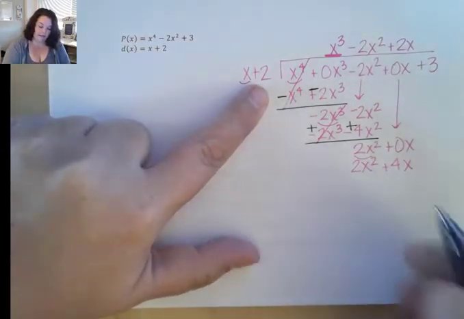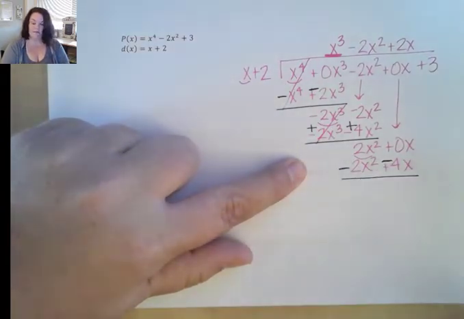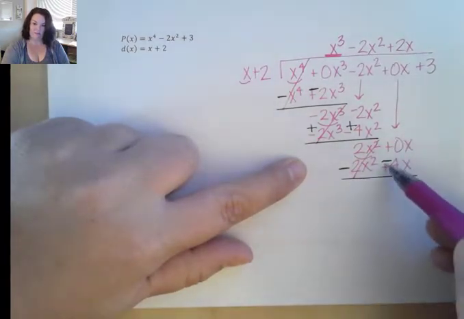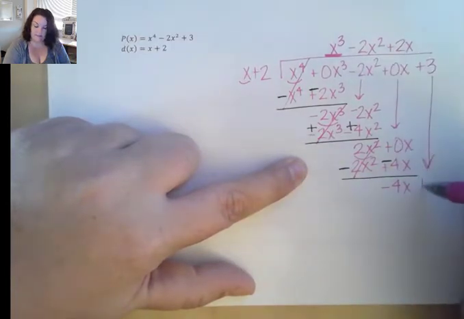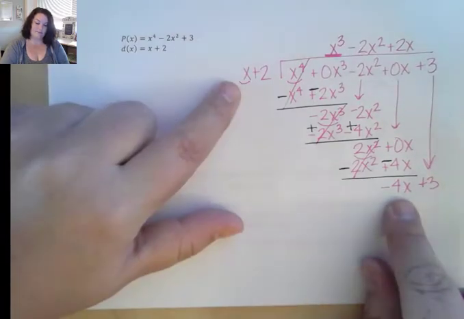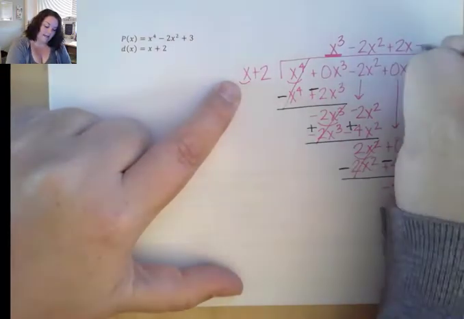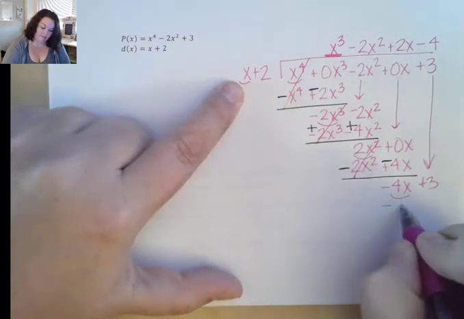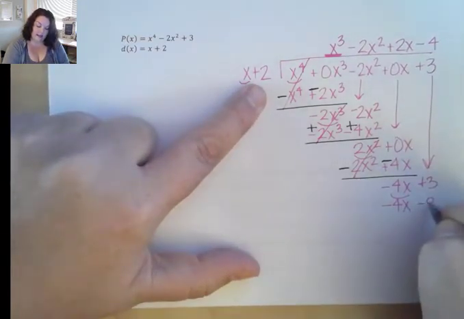And I draw my line, change my signs, they both become negative. My leading terms cancel out. And my second term, 0 minus 4, leaves me with negative 4x. And then I bring down my positive 3. Okay. Last time, what do I have to multiply x by to make it look like negative 4x? I need a negative 4. So negative 4 times x gives me negative 4x. Negative 4 times 2 gives me a negative 8.